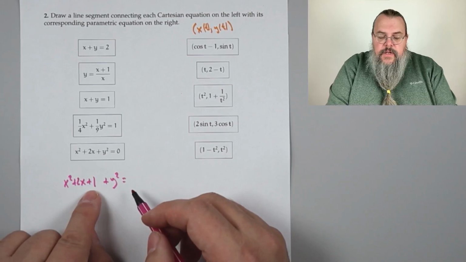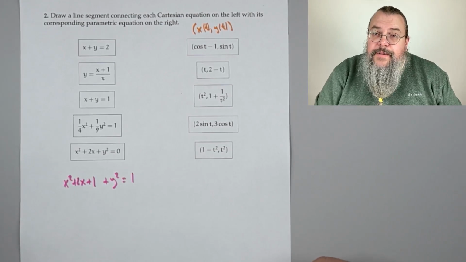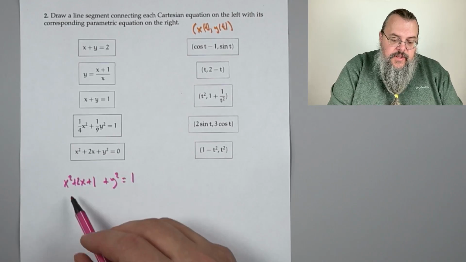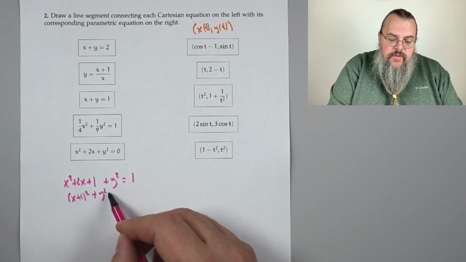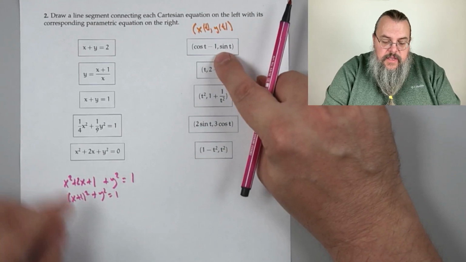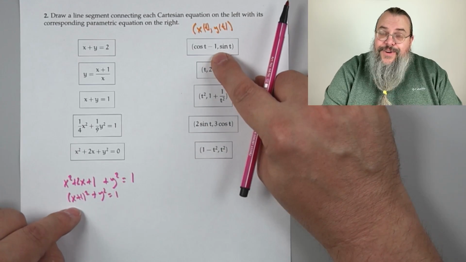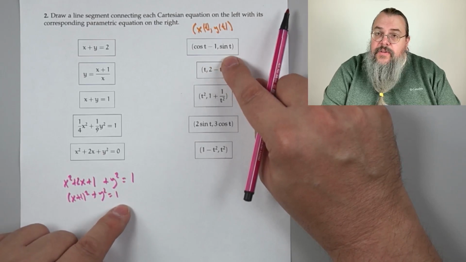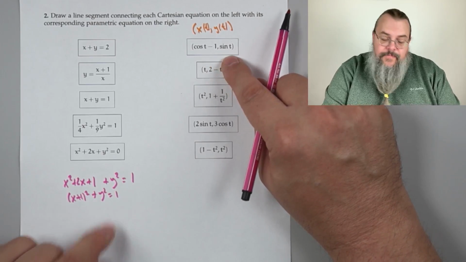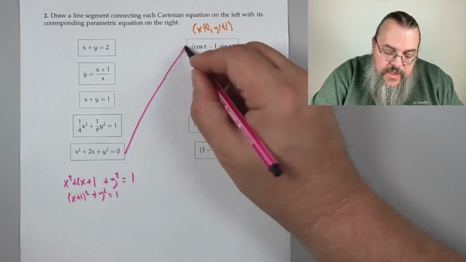Now, if I add 1 on the left, I balance things out, so there's 1 on the right. And then I haven't really changed anything. So this becomes x plus 1 squared plus y squared equals 1. Now, look at this. If I take cosine t minus 1 and add 1, that's cosine. So cosine squared plus sine squared, does that equal 1? Yes. So that says these match up.